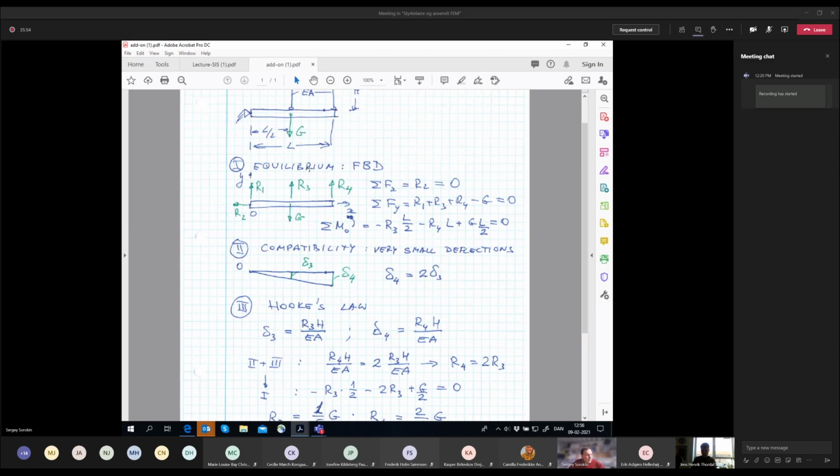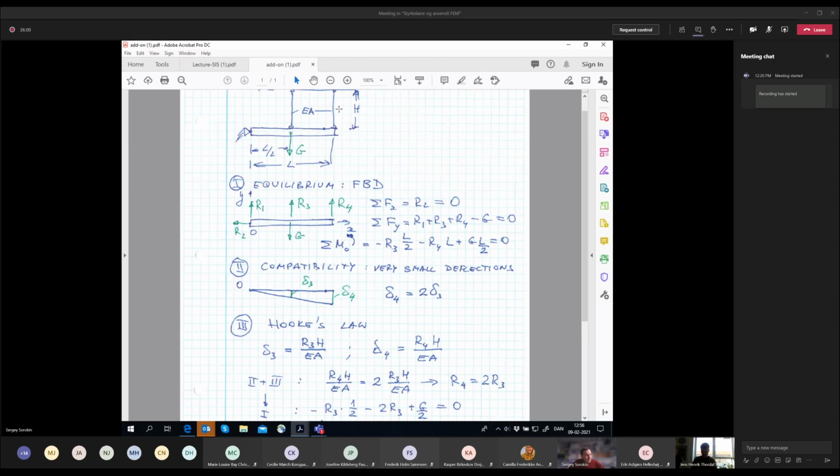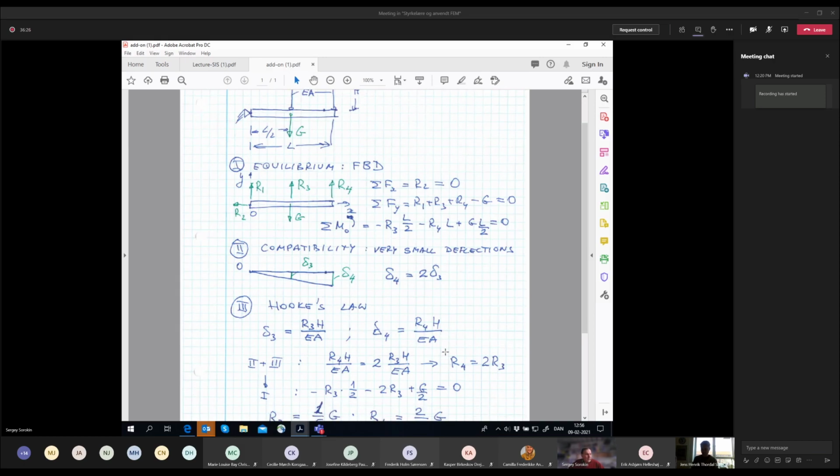So the deflection delta 3 is this force R3 times the height, this height, divided by the stiffness of the string, EA. And this delta 4 is like this. So it's R4, again the same height, and then the stiffness the same, for simplicity, just identical strings. It's the stiffness EA.